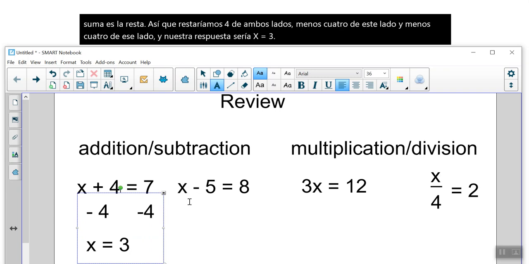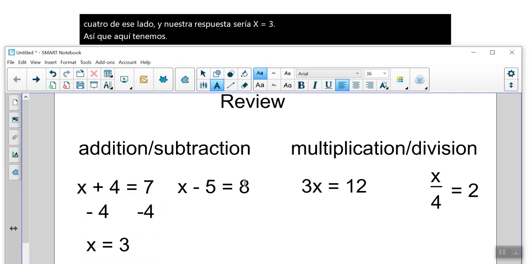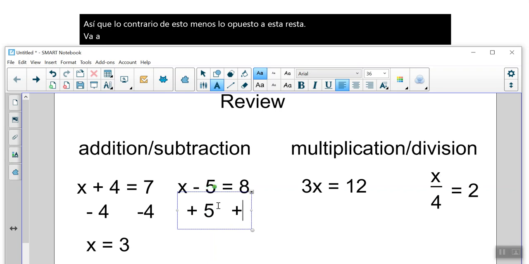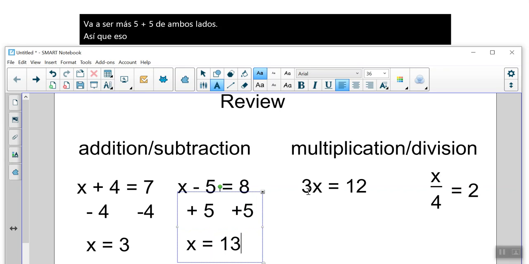So here we have x minus 5 equals 8. So the opposite of this subtraction is going to be plus 5. Plus 5 from both sides. So that gives us x equals 13.